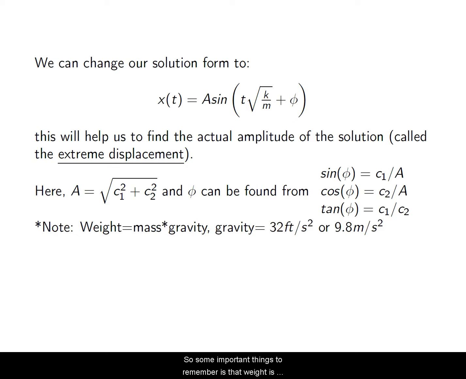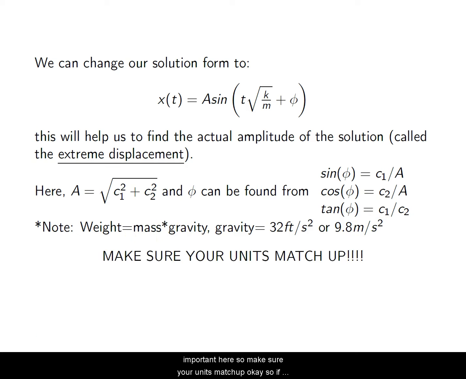So some important things to remember is that weight is mass times gravity. And gravity is either 32 feet per second squared if you're talking about weight, or 9.8 meters per second squared if you're given a mass. So again, it's going to be very important to make sure your units match up. If you're given something in pounds, you're not going to use 9.8 meters per second squared. You're going to use this one.